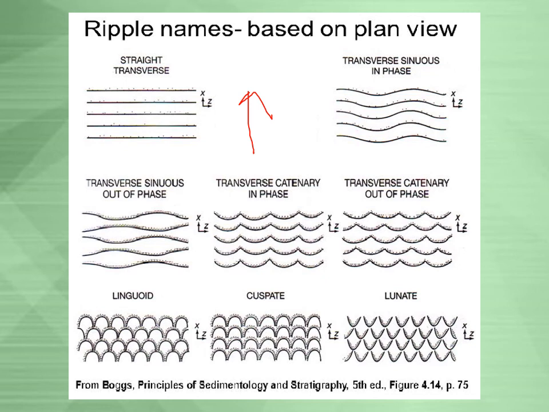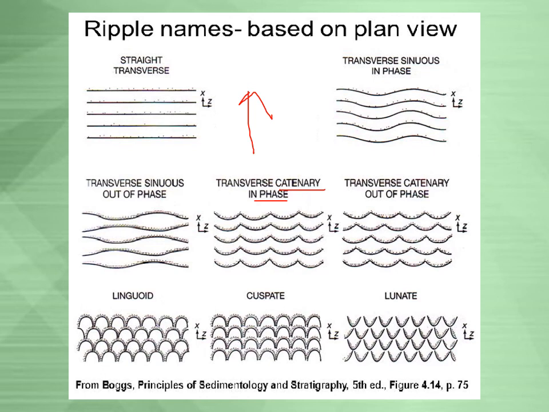Here the crest lines are cup shaped, but the cup's opening is towards the flow direction. So these kinds of ripples are known as catenary ripples. Catenary here is where the curvatures are parallel to each other, and that is catenary in phase. Here also is a catenary ripple, but catenary out of phase. The crest lines are not parallel to each other.